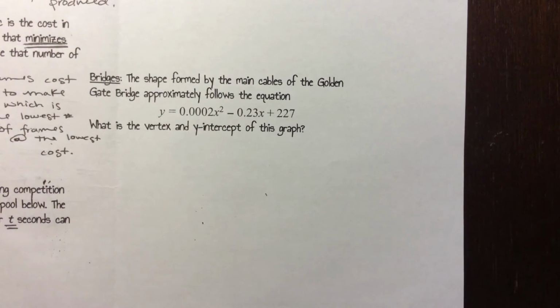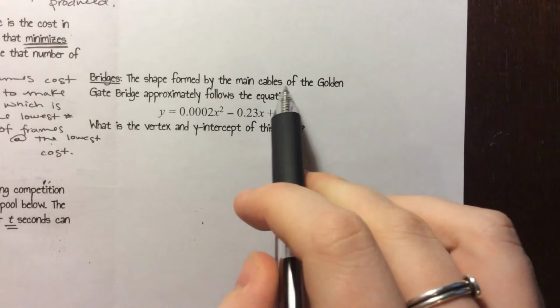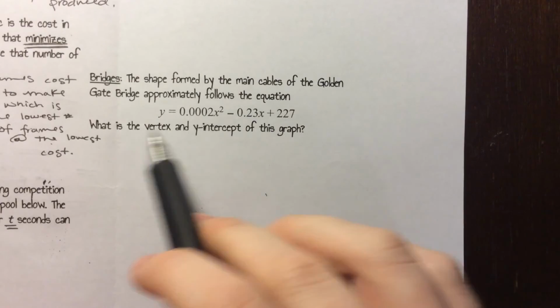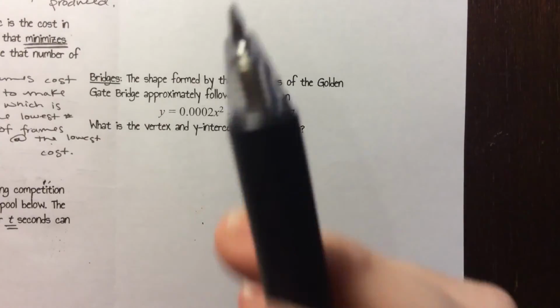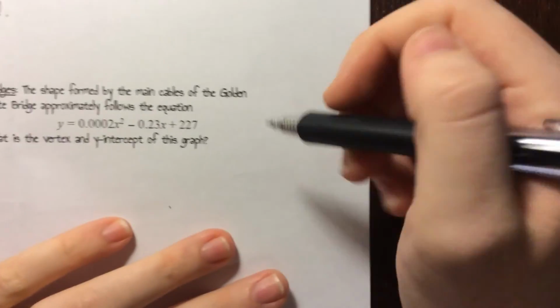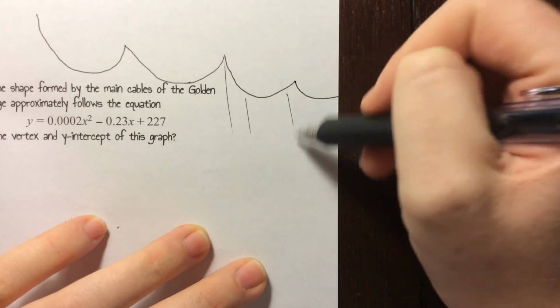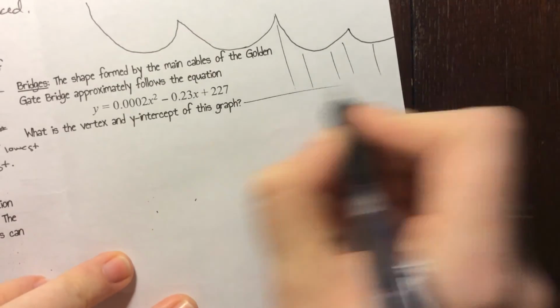On this one, the shape formed by the main cables of the Golden Gate Bridge approximately follows this equation. What is the vertex and the y-intercept of this graph? So basically they're saying we've got a Golden Gate Bridge that has cables, and this is what your bridge looks like. Here's your bridge right here.